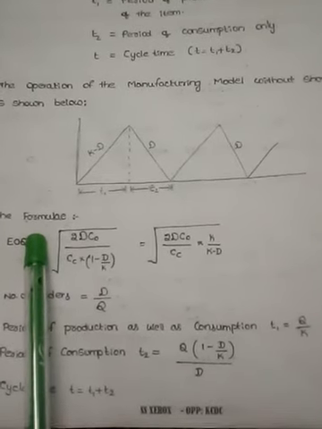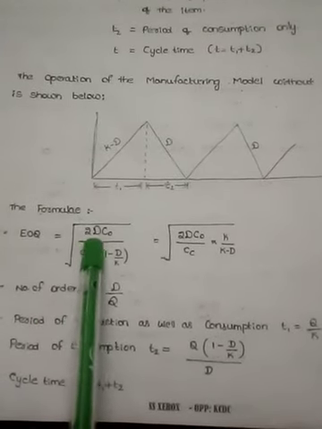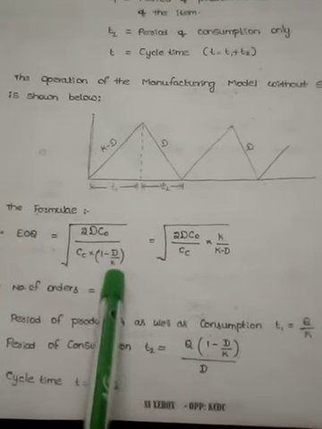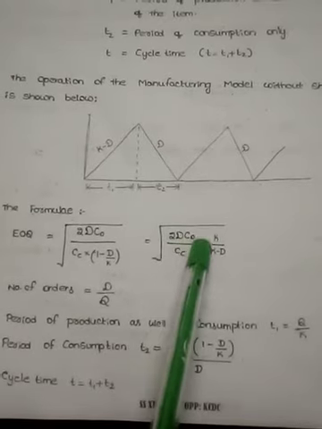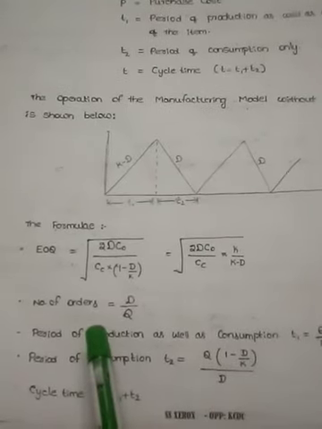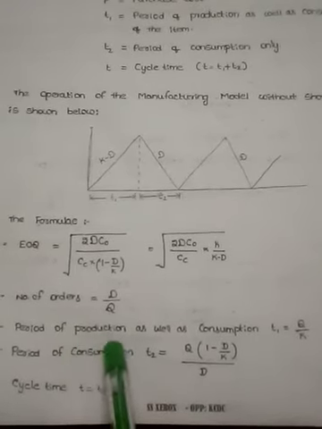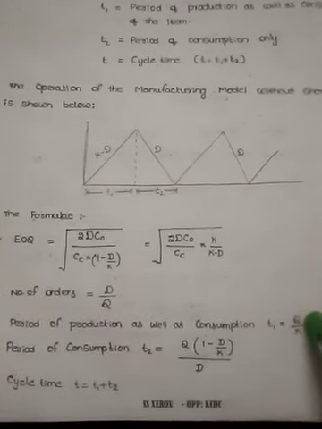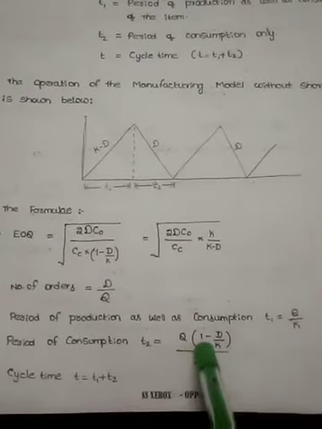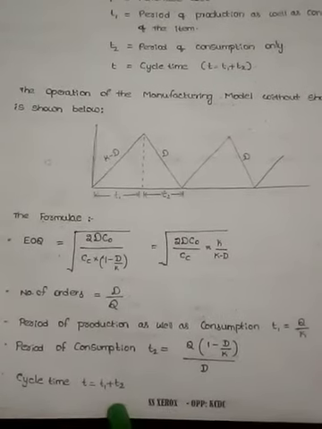Here we have some formulae. EOQ or capital Q equals root of 2 D C naught by Cc into bracket 1 minus D by K, which equals root of 2 D C naught by Cc into K by K minus D. Number of orders equals capital D by Q. Period of production T1 is equal to Q by K. Period of consumption T2 is equal to Q into bracket 1 minus D by K, by D. Cycle time T is equal to T1 plus T2.